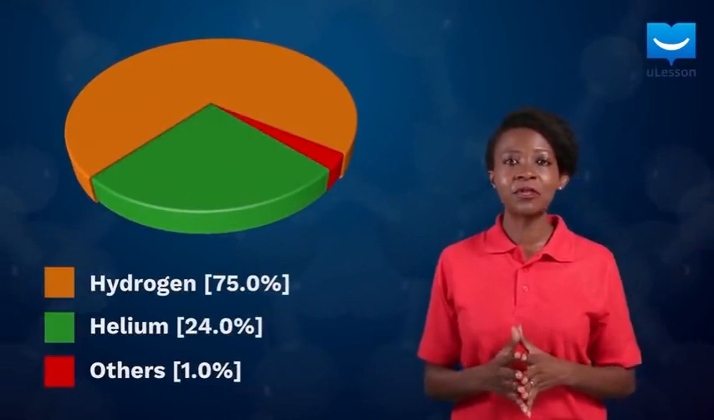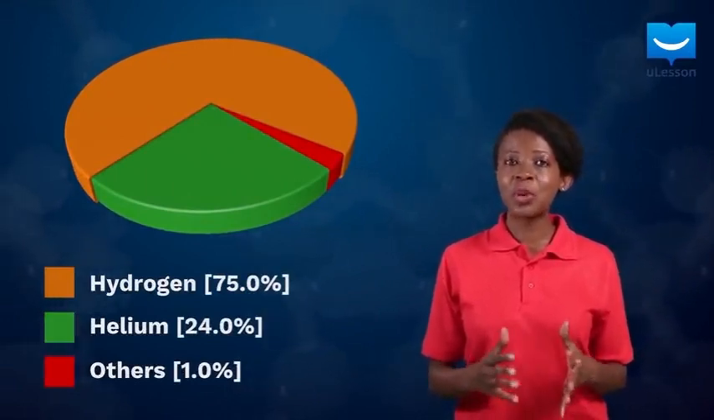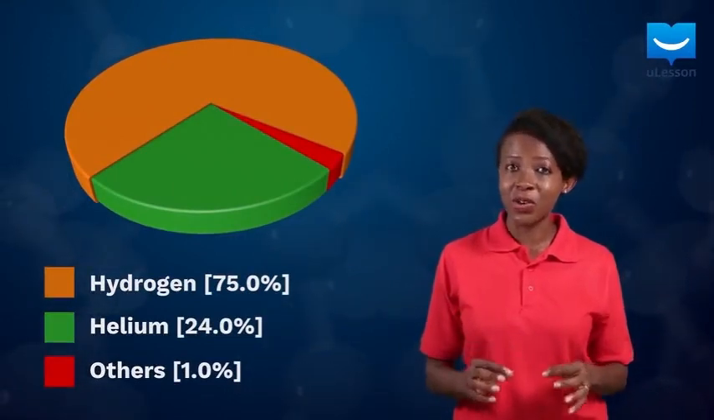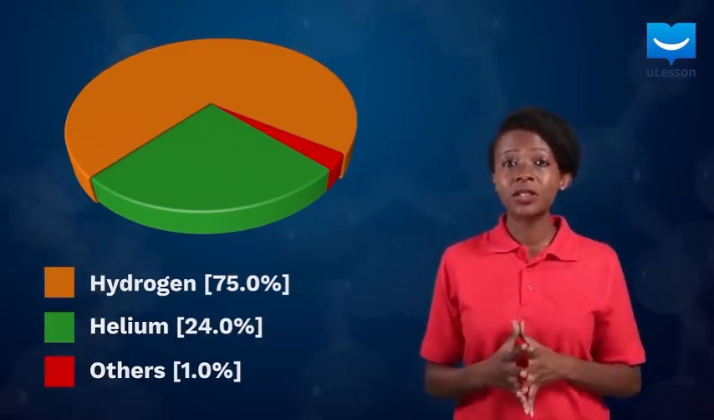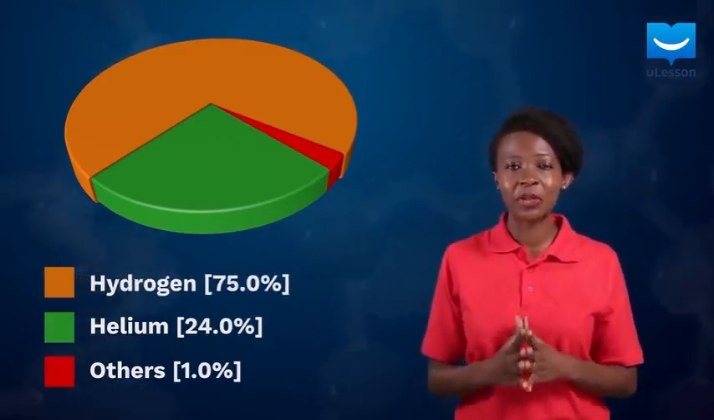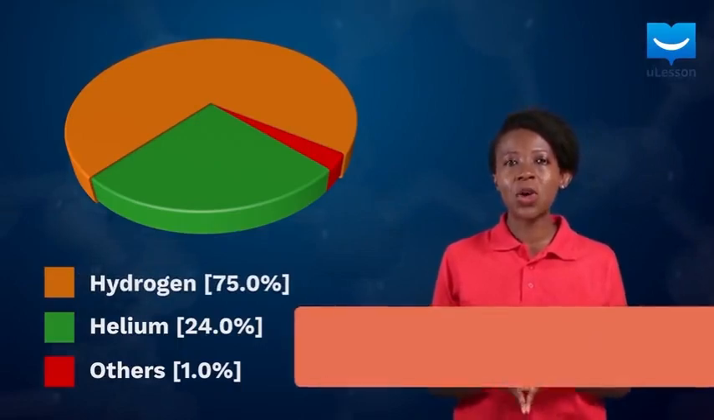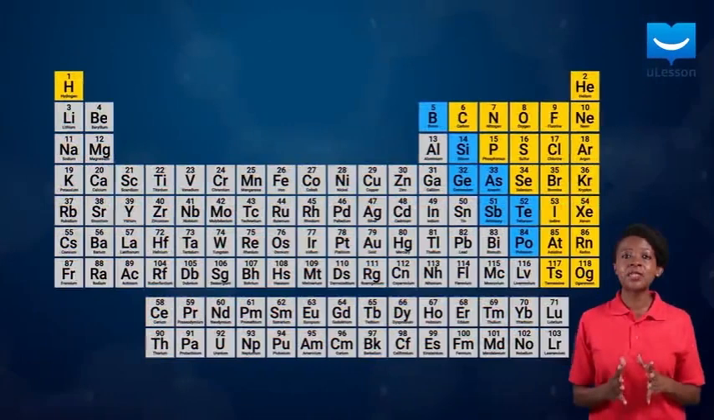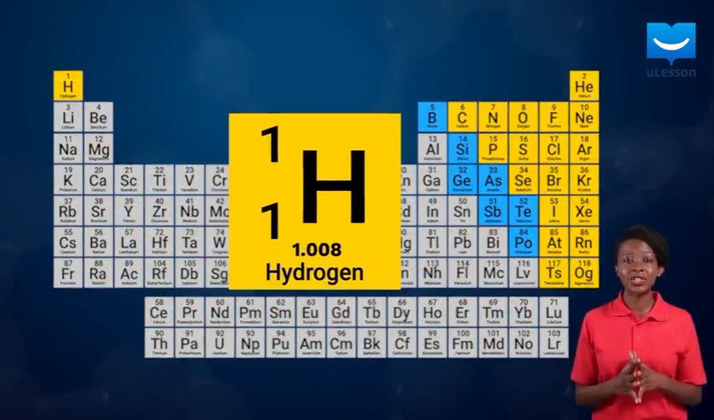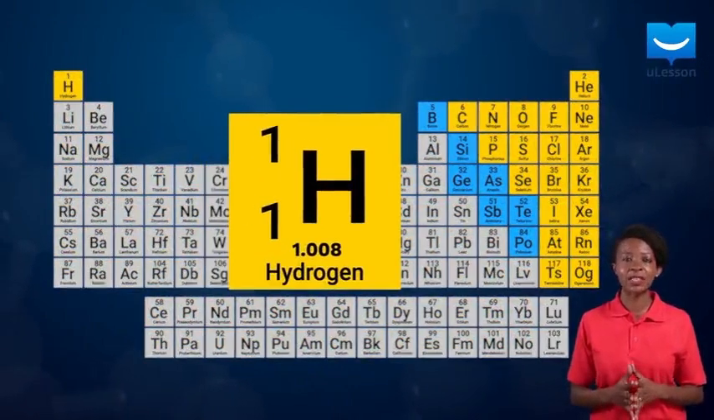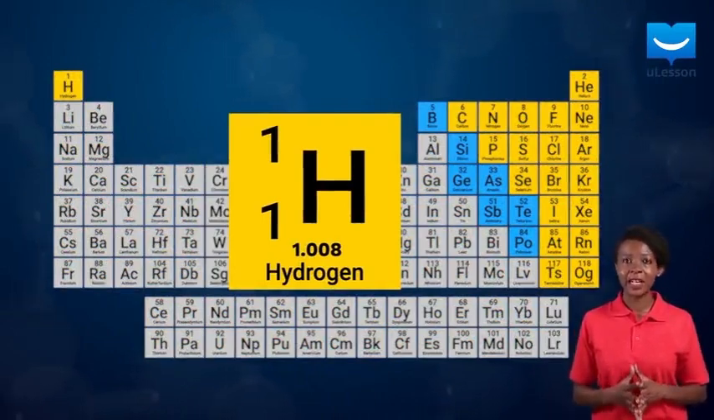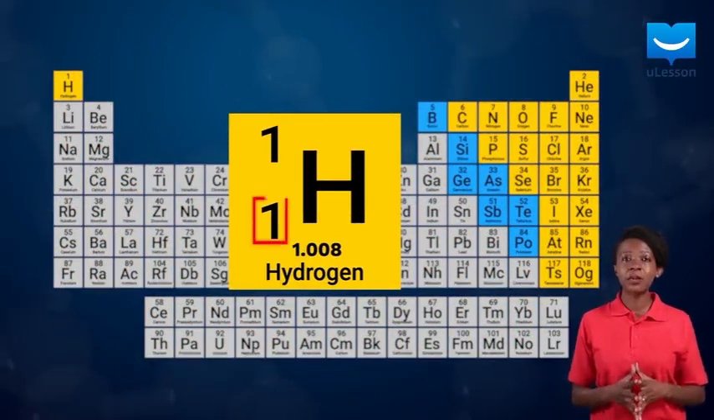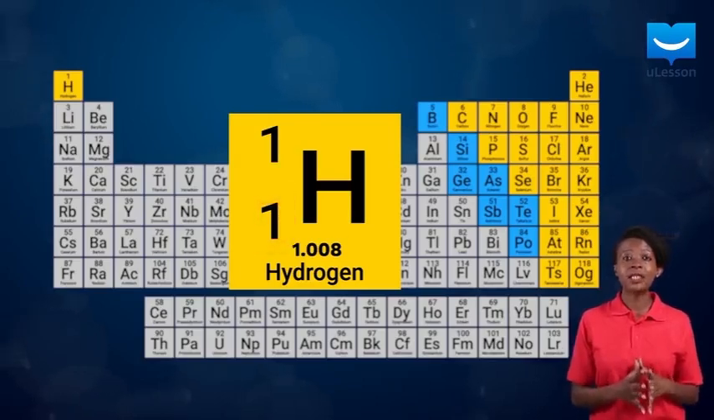This is not to be confused with oxygen, which is the most abundant element on Earth. Hydrogen constitutes about 75% of the universe and is also the lightest known element. Symbolically, it is represented with the letter H, which is the first letter of its name. As shown in the periodic table displayed here, hydrogen has an atomic number of 1 and a relative atomic mass of 1.008.